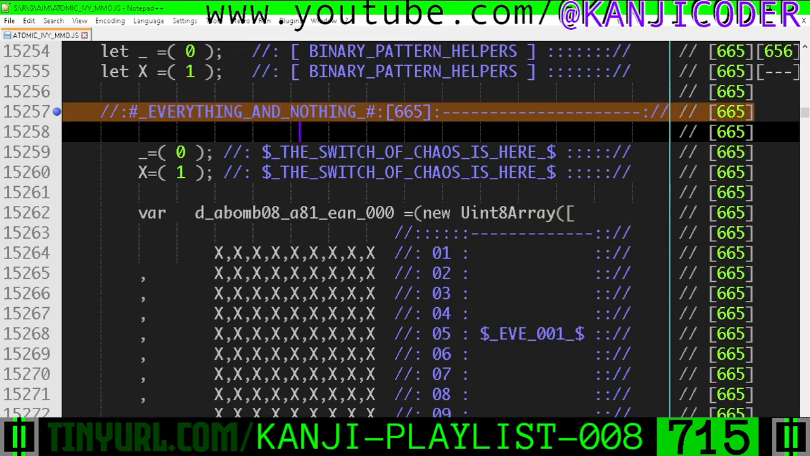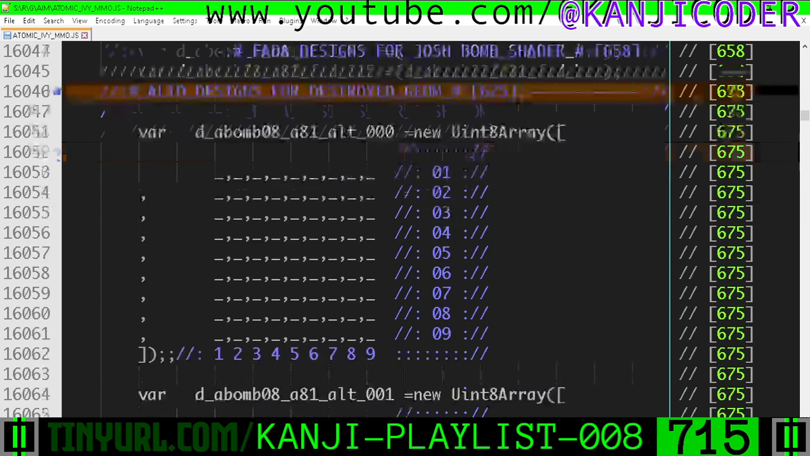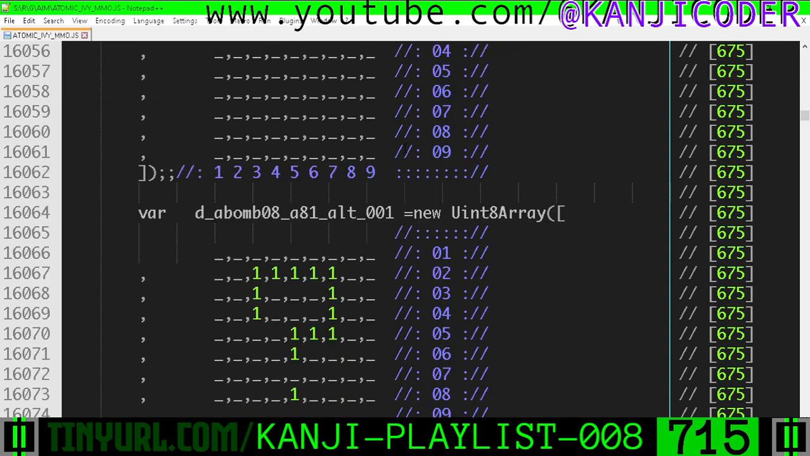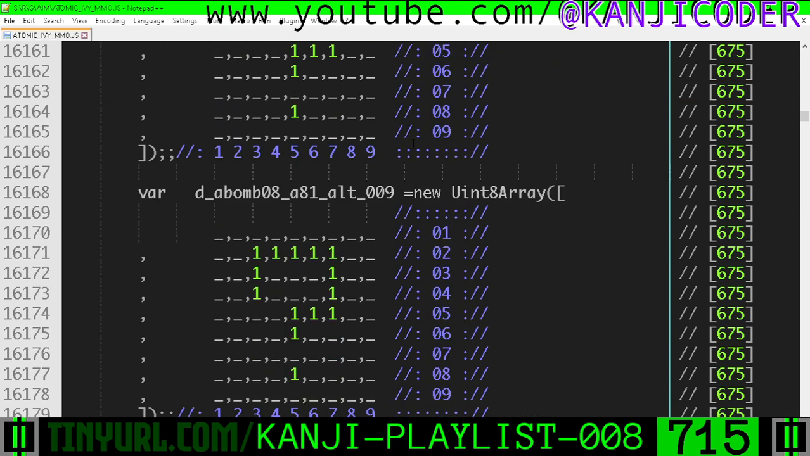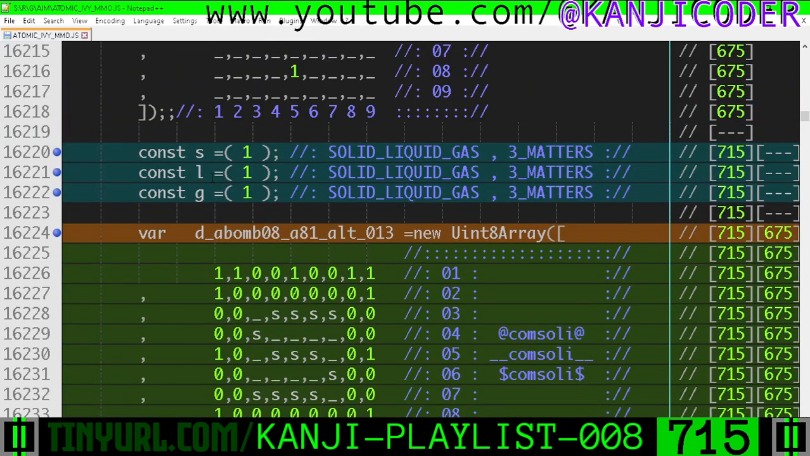We have the everything and nothing graphics. We have the geom designs for the jaw shader, like the default geom. We have the alternate designs for like destroyed geometry. And I believe if we scroll down here on the alternate graphics, yeah, here we go. So we have some numbers. They're all 1 for solid, liquid, and gas, and we're just going to use these to help us create these little patterns and kind of see what they are.